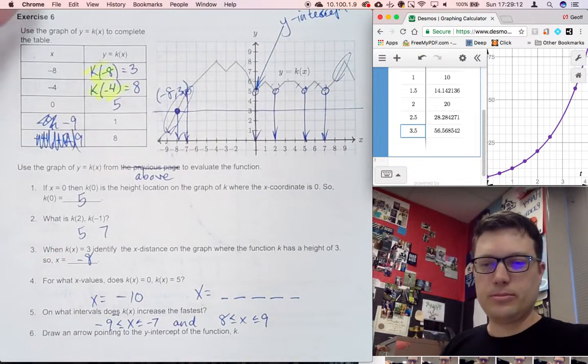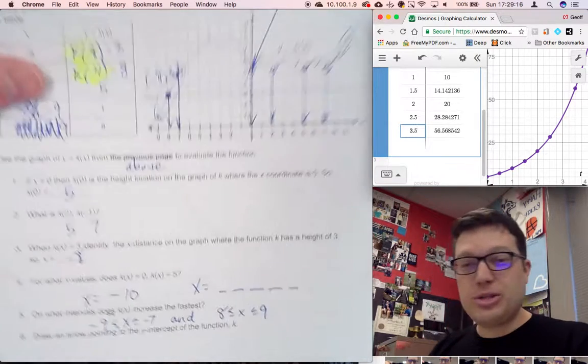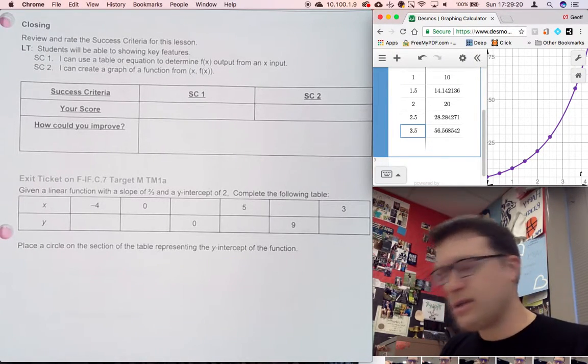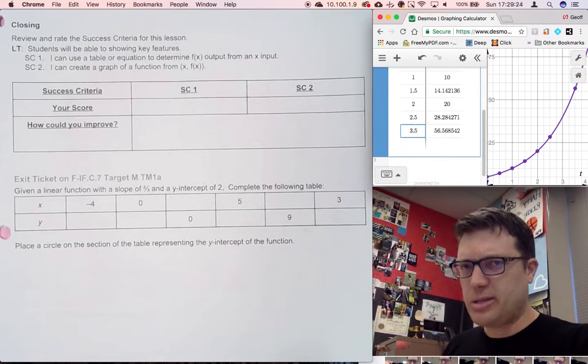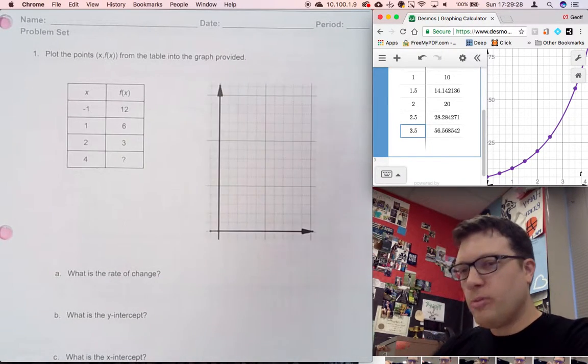Okay. Looking on the next page. Please do the closing. Think about it. Ponder, understand, and assess. The exit ticket might be a quiz question coming up in the future. It certainly is based upon Smarter Balanced items. And do the problem set.